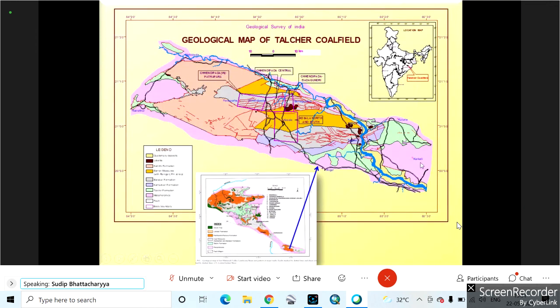In the Talchir coalfield also, here, just you see, it is northwest-southeast, east-northeast, and here the Talchir coalfield is there. The main fault is also there. The main fault is like this, no problem. But the cross faults are also equally over there. The cross faults are there, and they are very important for this coal development.